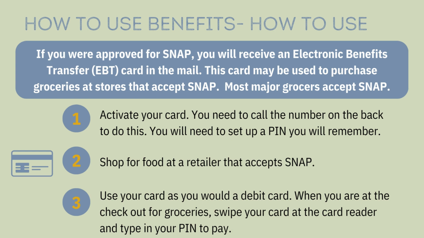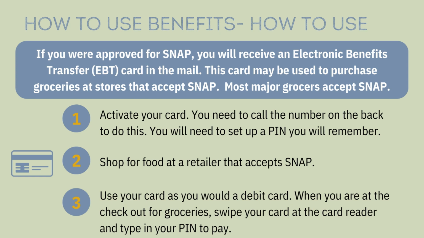If you are approved for SNAP, you'll receive an electronic benefits transfer card in the mail. This card can be used to purchase groceries at stores that accept SNAP, and most major grocers accept SNAP. So step one, once you get your card, is to activate it. You will receive it, and there will be a number on the back of it to call. Call that number and set up a PIN that you will remember. You cannot use your birthday as your PIN. It won't work, and you cannot use a PIN that starts with 0. But aside from that, you can set up whatever PIN you want.